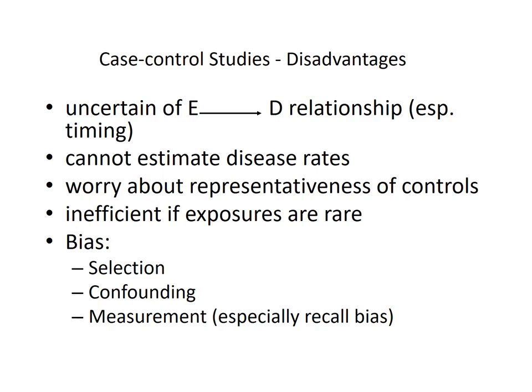Worry about representativeness of controls. As we said, choosing the controls is a very challenging task, and any mistake could result in poor or non-generalizable results. Inefficient if exposure is rare. Notice I said here exposure is rare, not outcome is rare. So it's good for rare outcomes. However, for rare exposures, it's not an efficient study design. And it's subject to selection bias, confounding bias, and recall bias.